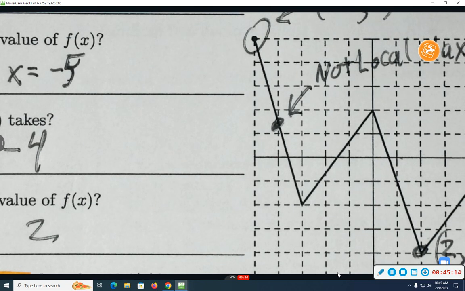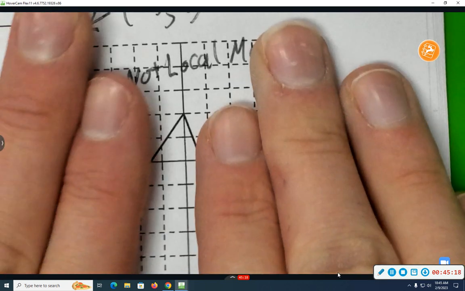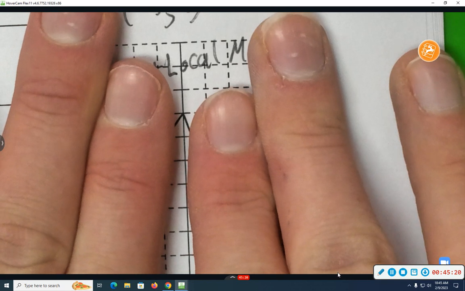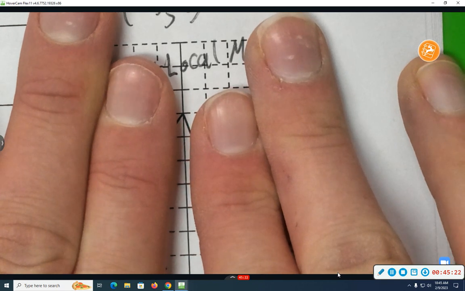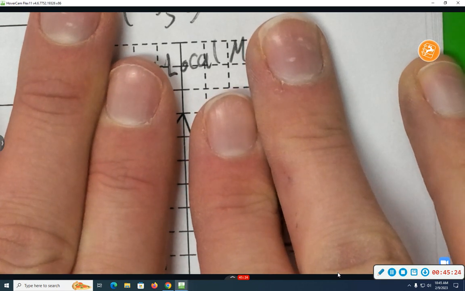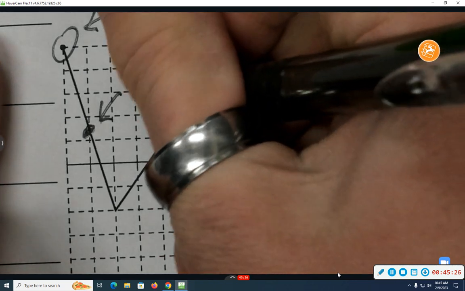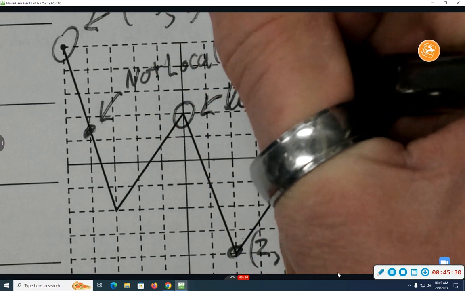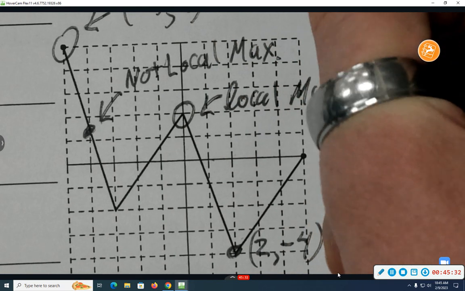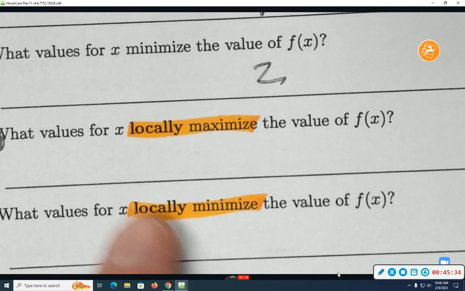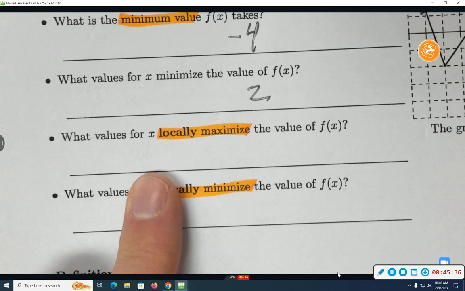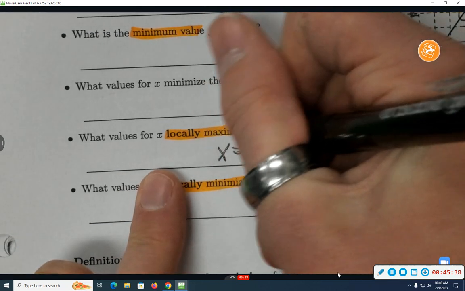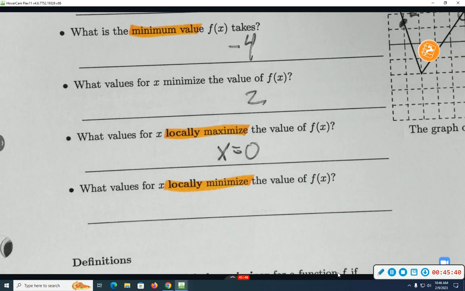Yeah. What X value are you thinking of? 0. If you zoom in really, really close to that point, does X equals 0 look like it produces a maximum? Yeah. This is what's called a local max. So what values for X locally maximize the function? Well, it looks like X equals 0 does. Are there any other places that look like they are local maximum zones?